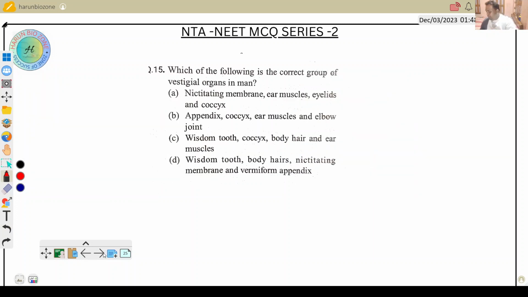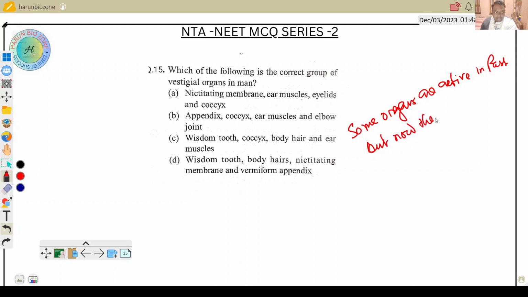Next question. Question 15. Which of the following is the correct group of vestigial organs in humans? Vestigial organs means some organs were active in the past, but now they are inactive.